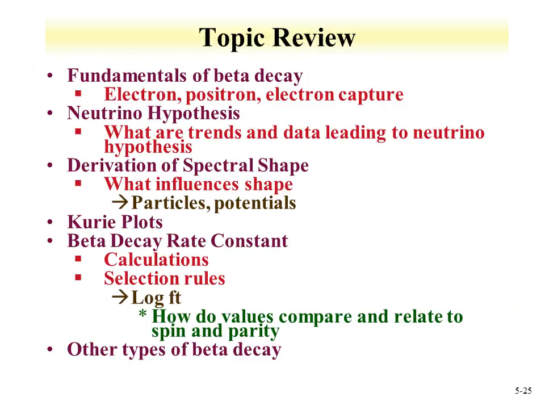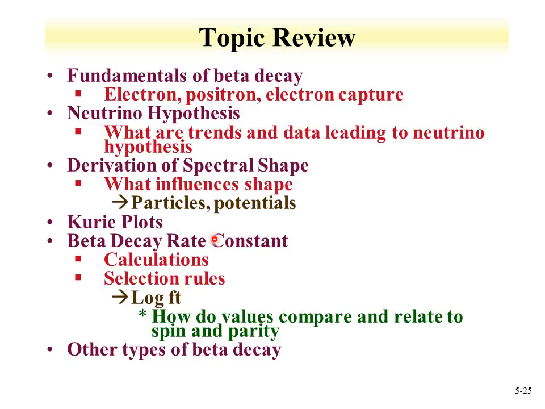A review of the topics that we discussed in this lecture includes some of the fundamentals of beta decay, electron decay, positron decay, electron capture, how this information was used to hypothesize the neutrino, fundamentally that the neutrino is neutral, spin 1/2, very low mass. We talked about spectral shape and what influences spectral shape, the particles, the Coulomb potentials, and how we can actually use this spectral shape to determine a model for the beta decay process. We briefly introduced Curie plots, where the linear relationship between the data indicates an allowed decay.